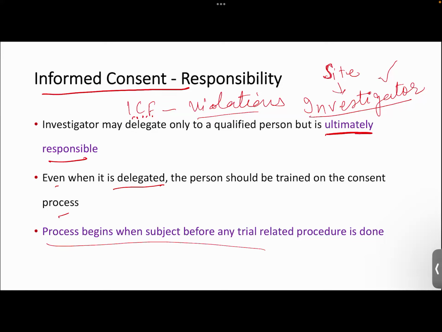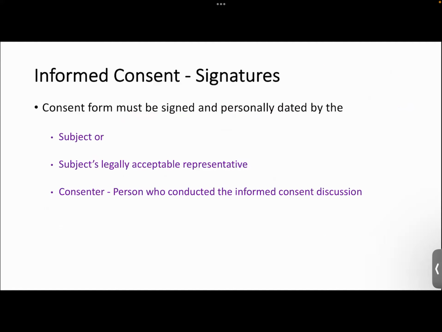process should be done before any study related procedure is done. This is again very important. Before you do any procedure related to the study, consenting should be done. Consent must be signed and personally dated by the subject, legally acceptable representative, and the consenter, the person who is taking the consent. Now, as per modern guidelines, they are saying e-signs are also acceptable.